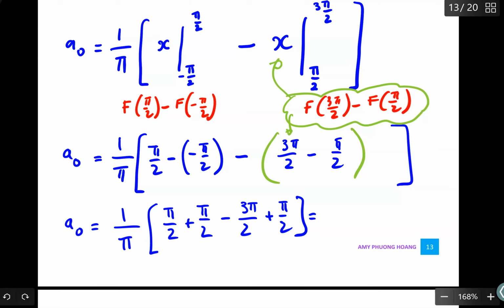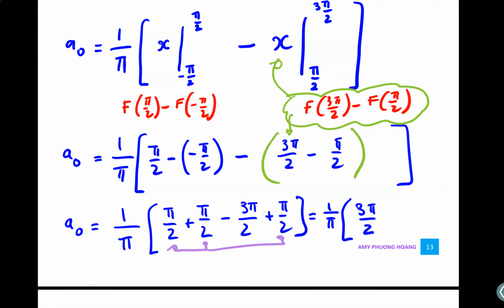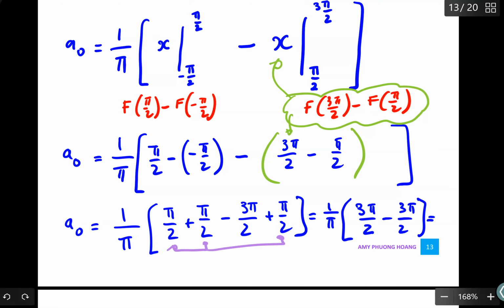So if I add these three terms, then I should have 3 pi over 2. You have the same common denominator, 2, 2, 2. Pi add pi, you have 3 pi. 3 pi over 2 subtract 3 pi over 2 in this case is equal to 0. And 0 times 1 over pi is equal to 0. So it's proven that a naught is equal to 0.